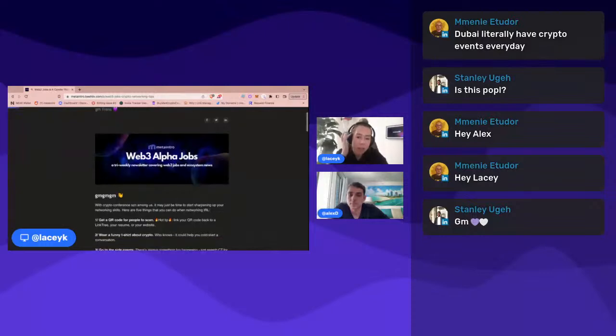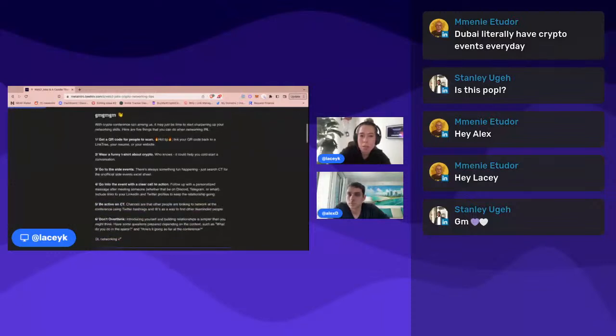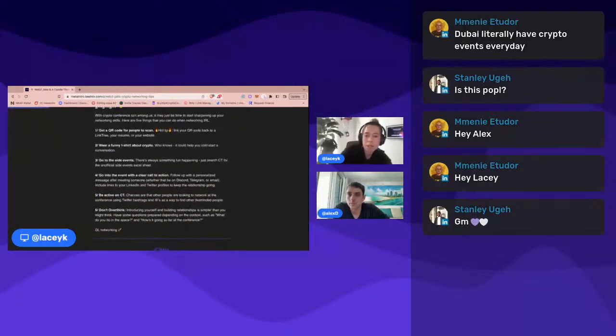Another thing that I wanted to call out, just because our newsletter that went out this morning highlighted networking tips and tricks. I just wanted us to quickly go through it before we hop off the live. Yeah, let's do it. So we went over this one: get a QR code for people to scan.